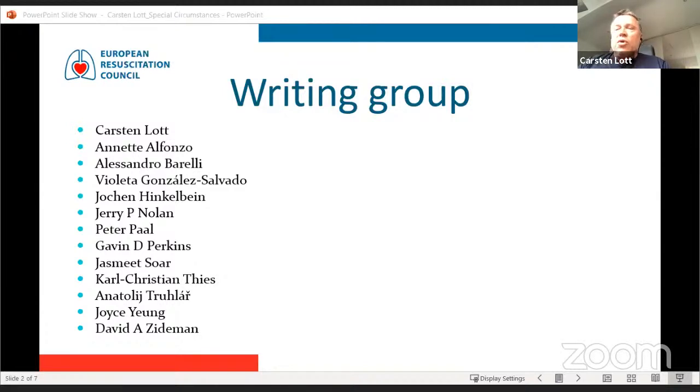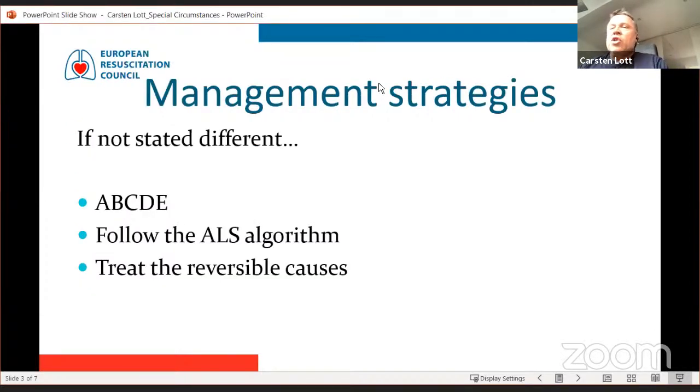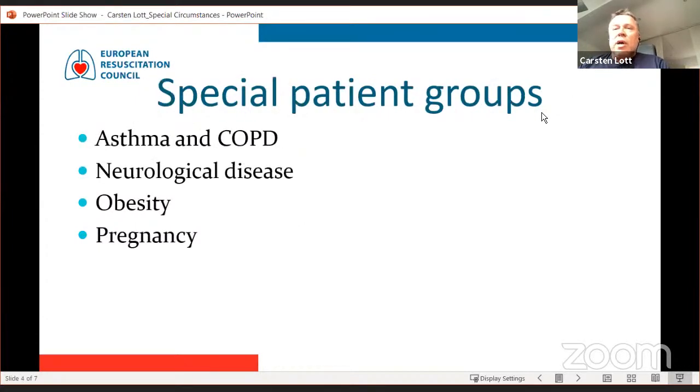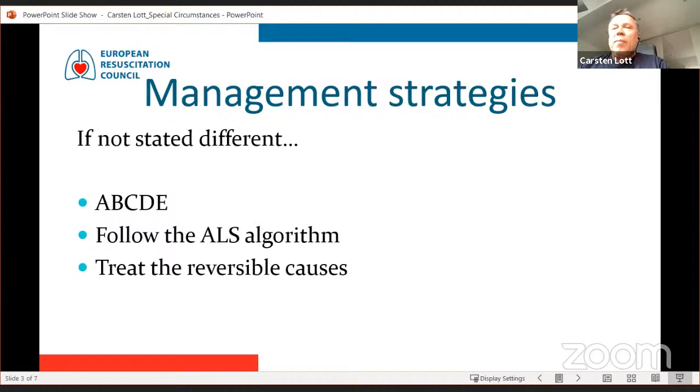We mainly focus on management strategies. Patrick, can I have the next? Yeah, on management strategies in our chapter. So if it's not stated different, please stay with what you have seen in the ALS chapter, ABCDE for patients not in cardiac arrest, and the ALS algorithm for patients in cardiac arrest. Most important, and this accounts for most of the special circumstances, treat the reversible causes in the special circumstances.